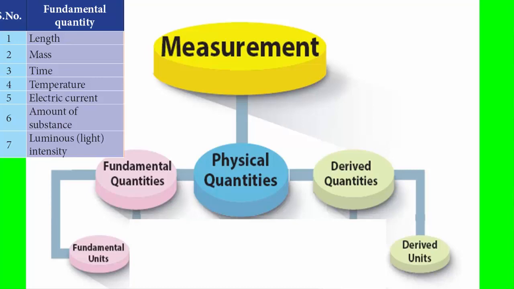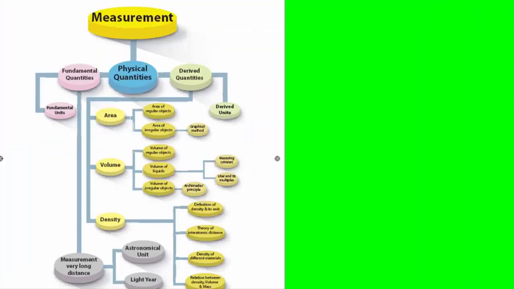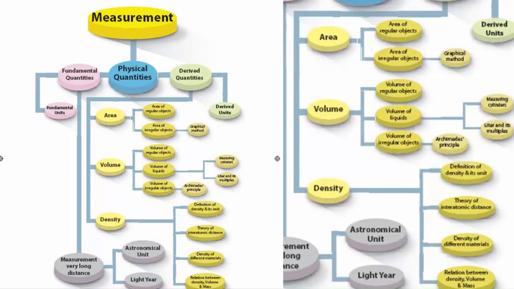Again we have a measurement of long distance. Long distance is measured by two units, that is astronomical unit and light year. For derived quantity, in this chapter we are studying about area, volume and density. Area: we are going to find out the area of a regular object and an irregular object. Irregular object by means of the graphical method. Volume: volume of a regular object, volume of a liquid and volume of an irregular object. Irregular object is found with the method of Archimedes principle. Next is density.